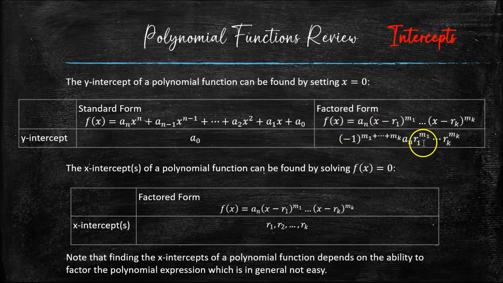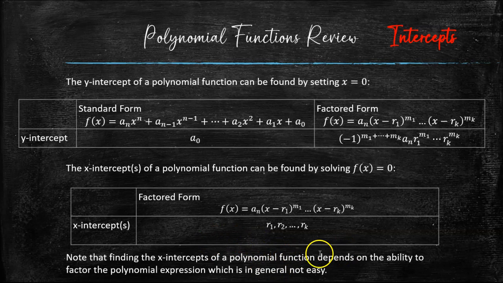But again, we're not here to memorize this formula. We're here just to remember that the y-intercept is the output when x is equal to 0. On the other hand, the x-intercept is the input when the output is equal to 0. So to find the x-intercept, we have to set it up as a polynomial equation, and to solve the polynomial equation, we have to factor it. So even if the polynomial is not given to you in factored form, to find the intercepts, you have to factor it. Once you factor it, the solutions of this equation are your x-intercepts.